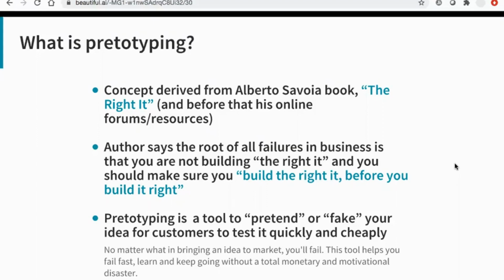And those customer interviews that we talked about are really helpful to understand the needs and priorities, but this is a tool that will actually allow you to pretend or fake the idea, to test it in the market, to see quickly whether a customer will actually put something into this idea, like some money, their time or energy, or personal information like their email, to show that they are actually interested. And a quick note, no matter what you're doing when you're bringing an idea to market, there's something you're going to fail at. Something is going to go wrong. This tool helps you fail fast, learn, and keep going without it being a total monetary and motivational disaster that makes you want to stop entirely.